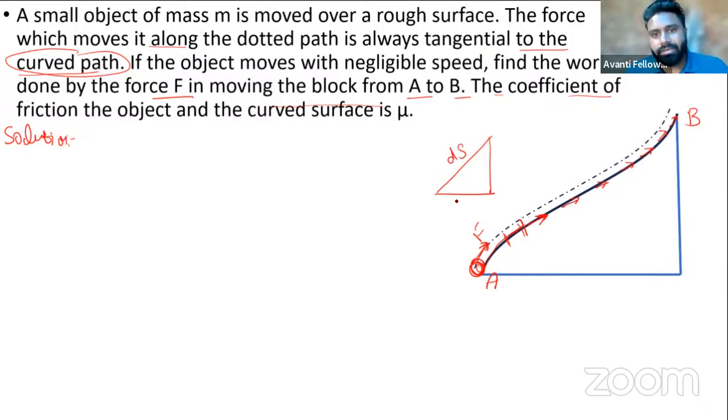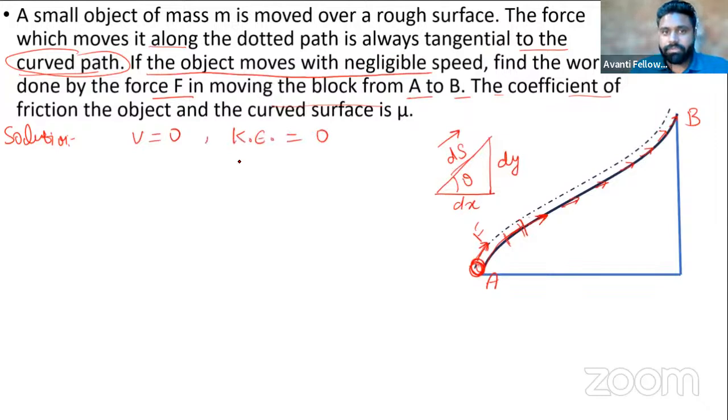Let's say this is the ds. In x direction, this is dx, and in y direction, this is dy. And this angle is theta. Since this force is always acting tangentially, this force vector is in the direction of this ds vector for this small displacement. Now this object moves with negligible speed, meaning there is no speed. So v is equal to 0. If v is equal to 0, then the kinetic energy of this block will be 0.